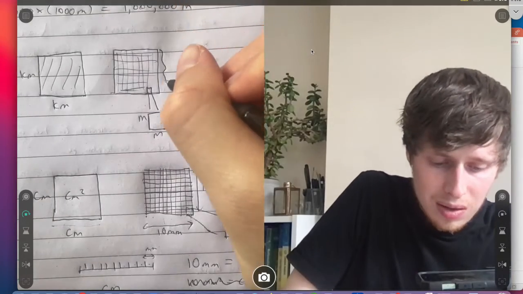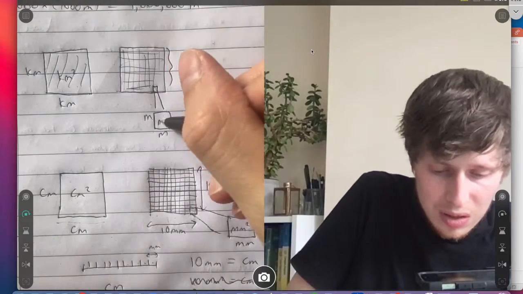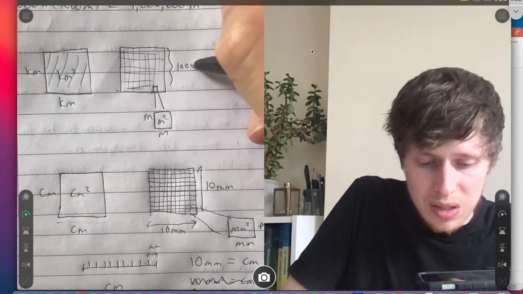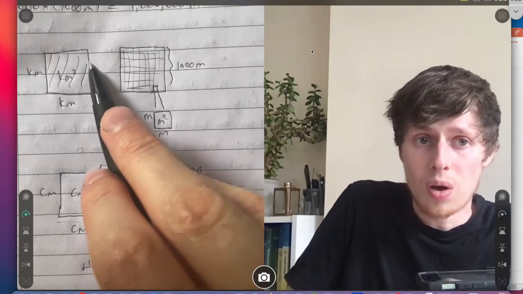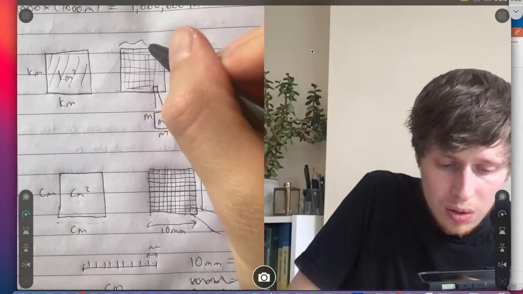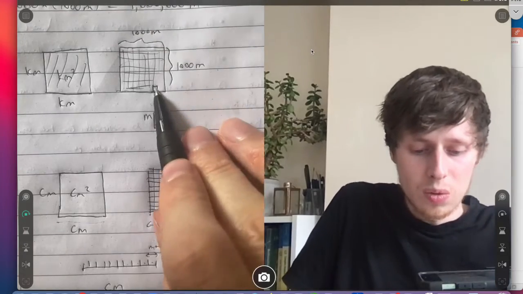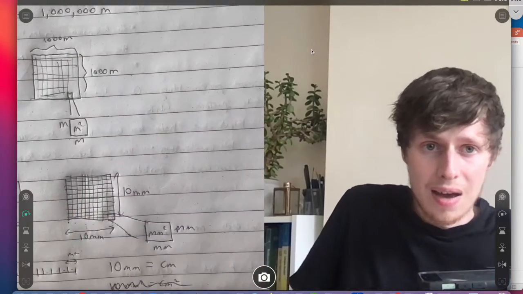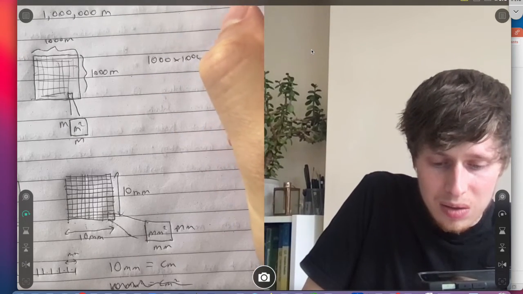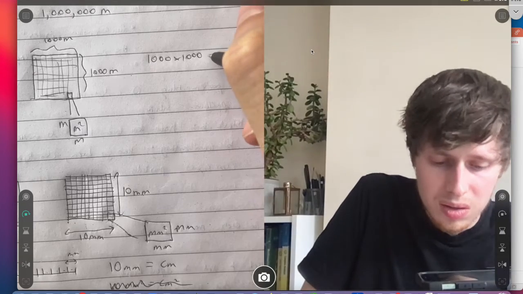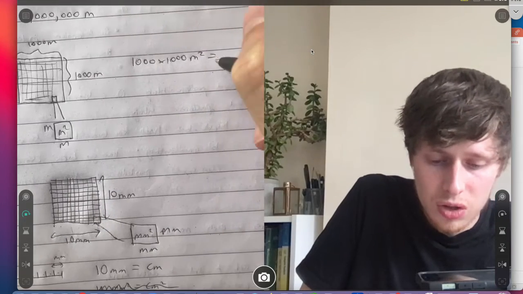We know that this is a kilometer squared, 1 kilometer by 1 kilometer, and this is a meter squared. Now we know that 1,000 meters make up 1 kilometer. Imagine if we divided this into 1,000 strips, and I did it also with this portion here. How many little squares am I going to have? I'm going to have 1,000 times 1,000 meters squared fitting into a kilometer squared.